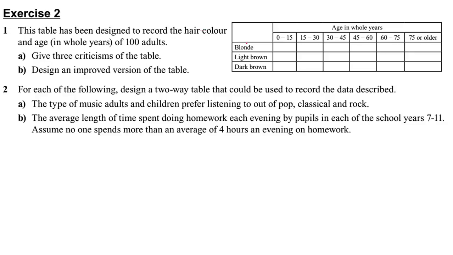The improved version will have more colors here, and will maybe not have 0 to 15, and will not have any overlap. So I would say, for example, 15 to 30, then 31 to 45, then 46, and so on, because they are talking about age in whole numbers. So these ones are discrete. There's no overlap. We don't need to use inequalities because they are counting in whole numbers only. So there's nothing like 60.5 years old. It has to be 60 or 61. So because of that, don't use inequality.